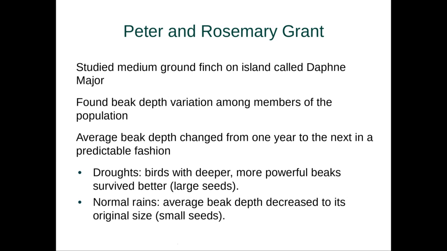Now, like Darwin, they studied the finches, but they were focused on just one type of finch, the medium ground finch. And the Grants found, like Darwin, that beak depth varied among members of the population. Beak depth is how deep the beak is, right? A deeper beak just implies a longer, larger beak.